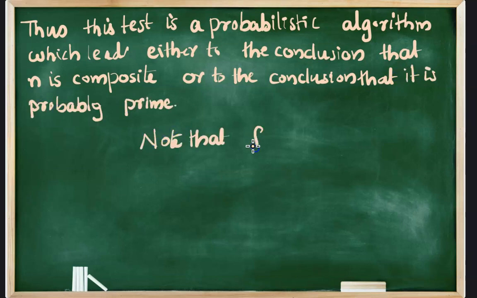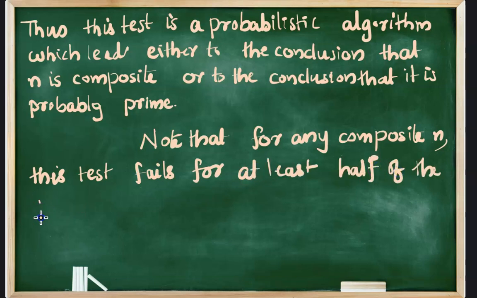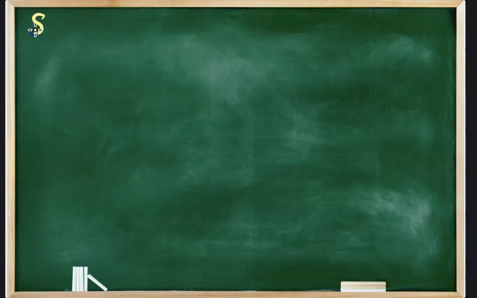Note that for any composite integer n, this test will fail for at least half of the possible bases b. Next is strong pseudo prime.